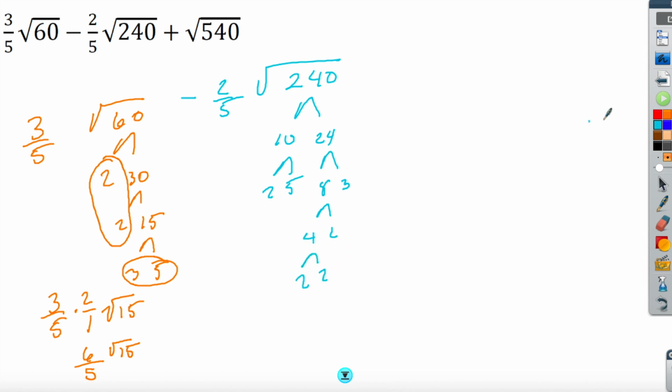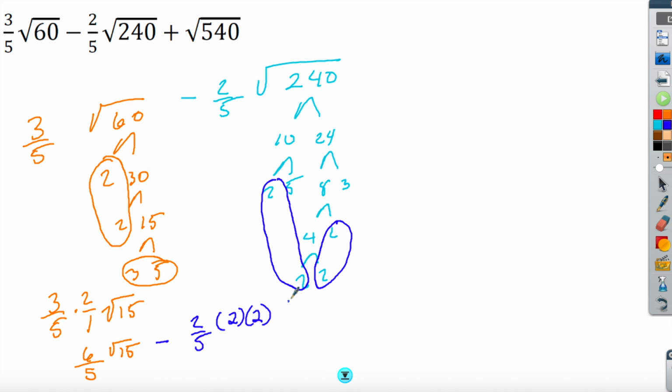So I'm only looking at these prime numbers, and I'm looking at every number I can take out. I can take out these 2's, and I can take out these 2's. So that would give me minus 2/5 times the first 2 I brought out times the second 2 I brought out. And what's left inside the radical is this 5 and this 3. So that would be radical 15. Okay? And this would then simplify to 2 times 2 is 4. 4 times 2 is 8. So that will give me 8/5.